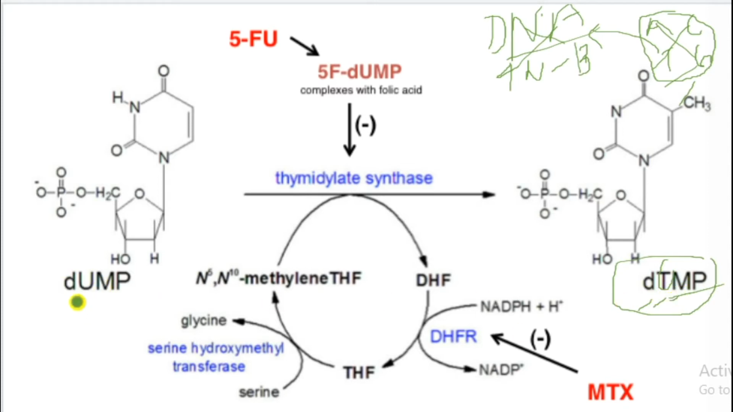So this is thymine, deoxythymidine monophosphate, basically thymine. Deoxythymidine monophosphate comes from deoxyuridine monophosphate by the enzyme thymidylate synthase. For DNA production, folic acid is very important. Folic acid is vitamin B9.